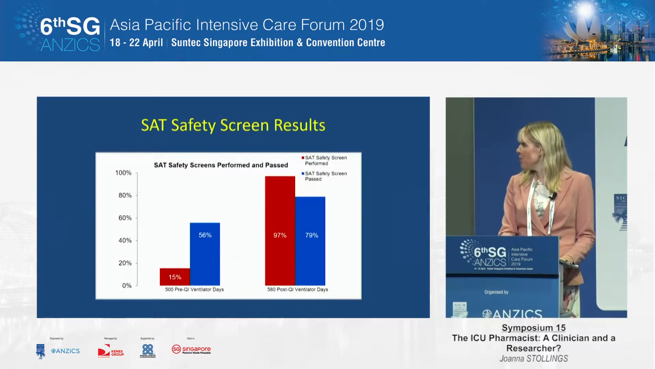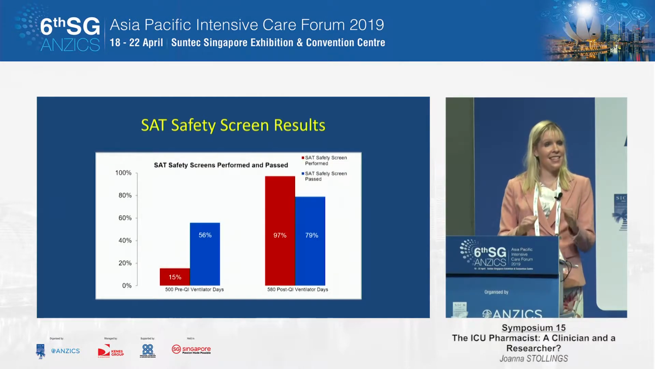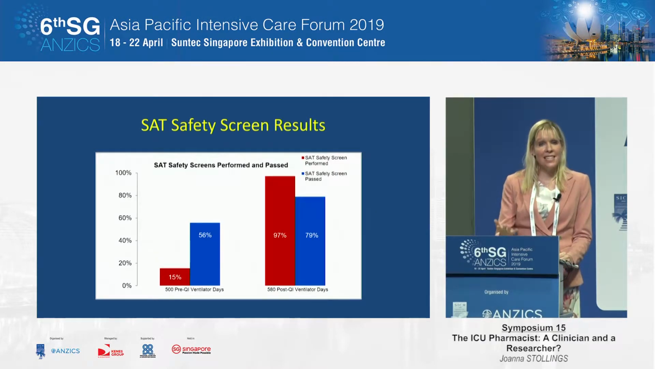So I'll show you these graphs, and if you look at the far left-hand side, as you can see, the SAT safety screen rate of improvement went from 15% to 97% after the quality improvement project was started. The number of SAT safety screens that were passed went from 56% to 79% following the quality improvement project.